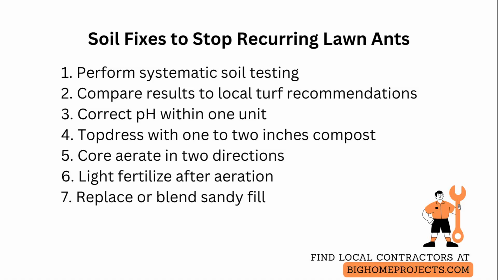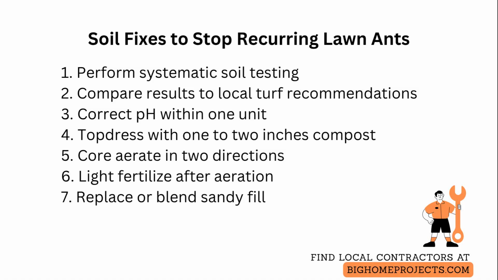For low organic matter, incorporate 1 to 2 inches of compost into the top 3 to 4 inches of soil by top dressing and lightly raking, then water to settle the material. This improves moisture retention and microbial activity that can reduce ant suitability.